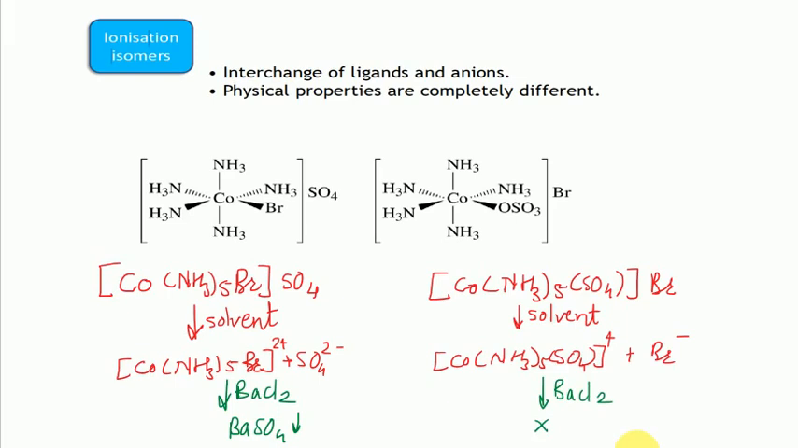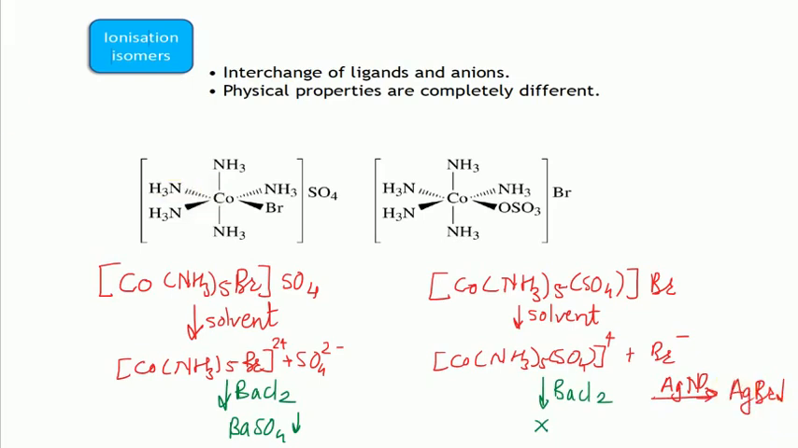This can be further supported by the AgNO3 test. The AgNO3 test will be silent for the first compound, but for the second compound, if we treat it with AgNO3, there will be the formation of AgBr precipitate. Now this test suggests that ionization isomerism is there. We can write a number of examples for the same.